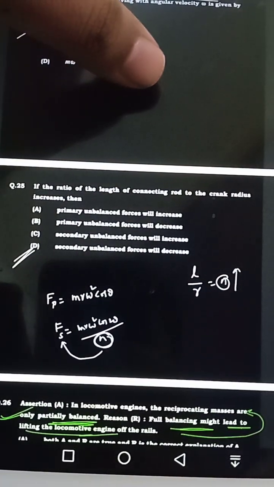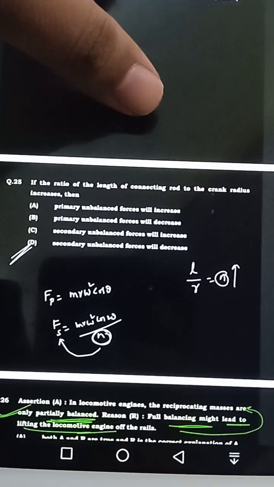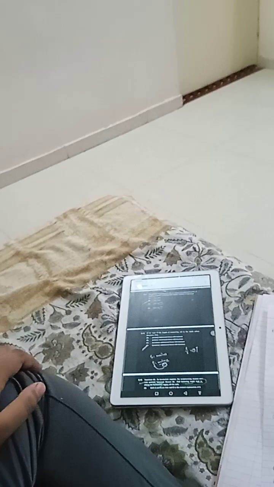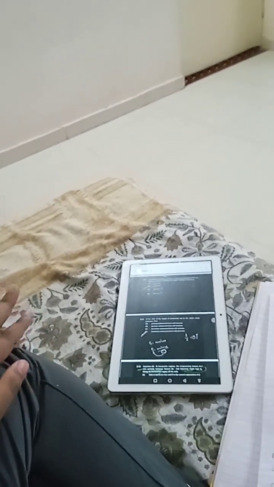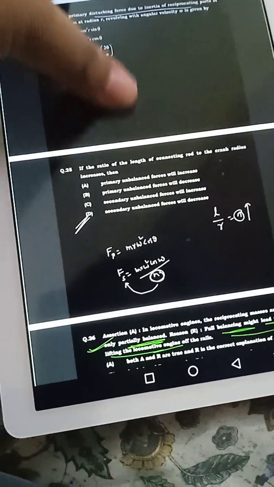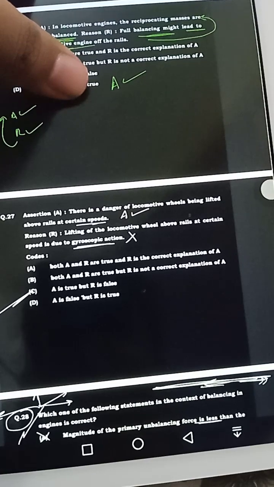25 the answer is N. If N increases, then in primary unbalance, the formula is m r omega square cos theta. Is there any value of N? So the N does not affect the primary unbalanced force, but in secondary there is N and it is in the denominator. So if N increases, the secondary unbalanced force decreases. That's why we take more N, so we can easily neglect the secondary unbalanced force. 26 I did. 27 answer is C.